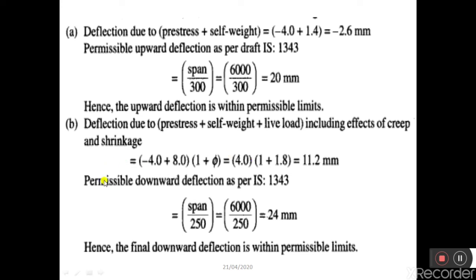The permissible limit for downward deflection as per IS 1343 is equal to span by 250. So span is 6000 by 250, which gives 24 millimeter. The maximum deflection occurring in the beam is 11.2 millimeter, and the permissible limit is 24 millimeter. Therefore, the deflection in downward direction is within permissible limit.